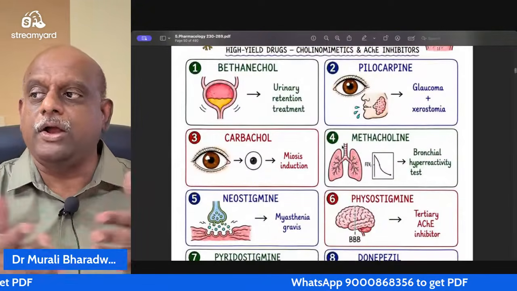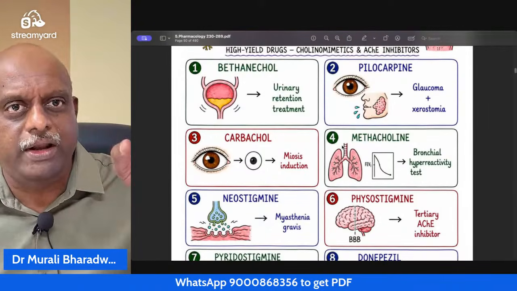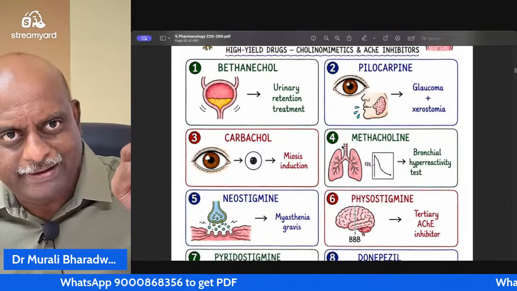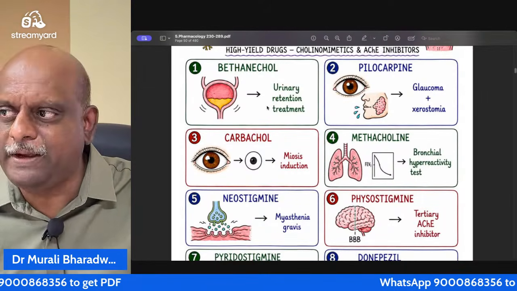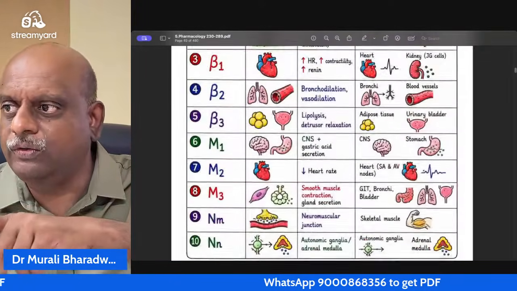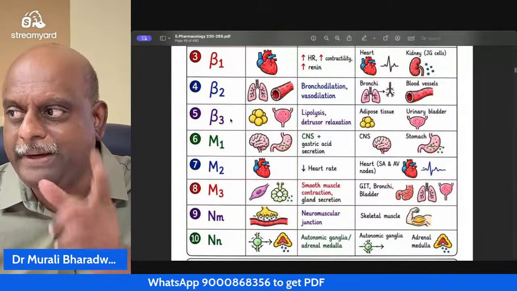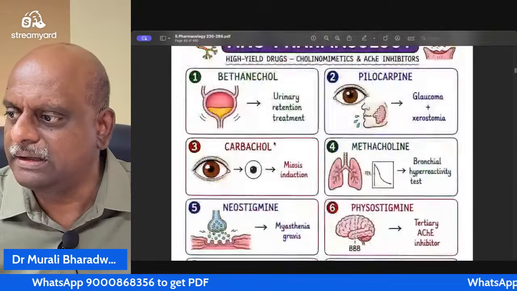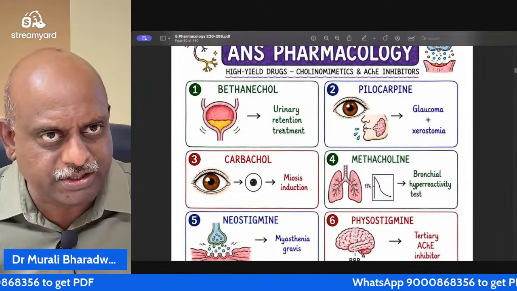Now, bethanechol, what does it do? It stimulates the receptors present on the detrusor and contracts the bladder, helpful in patients who have urinary retention. So, on which receptor will bethanechol be acting, doctor? On the beta 3, right? So, it is used in urinary retention treatment.